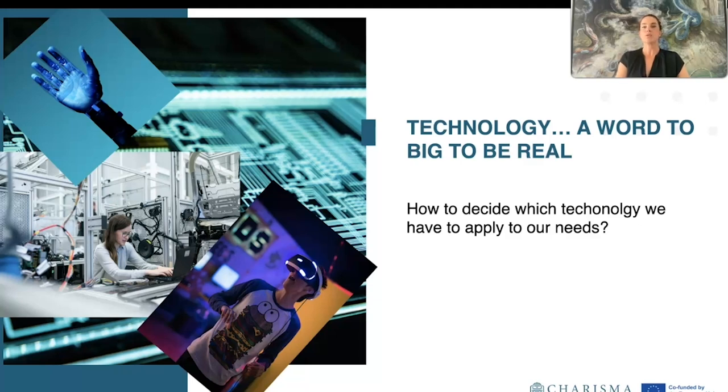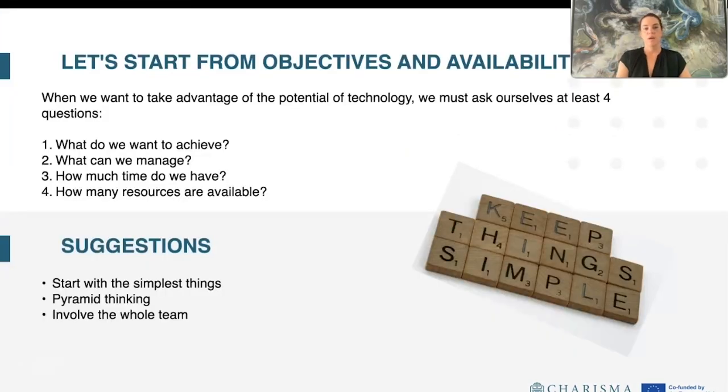Okay, we can speak about technology. Technology actually is a word a bit too big to be real, because technology is all over the place, all over the sectors. So how to decide which technology we have to apply to our need, a very specific need? We have to start from our objectives, goals, and our availabilities, because we have to take advantage of the technology with our potential. So basically, we must ask ourselves at least four questions.